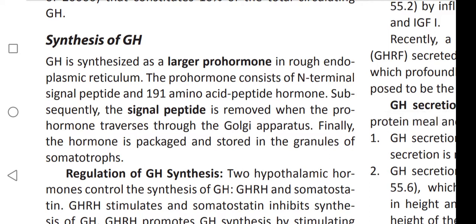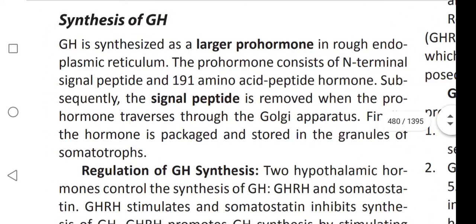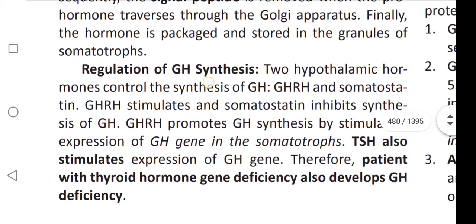Synthesis of growth hormone. Growth hormone is synthesized as a larger prohormone in the rough endoplasmic reticulum. The prohormone consists of an N-terminal signal peptide and the 191 amino acid peptide hormone. Subsequently, the signal peptide is removed when the prohormone traverses through the Golgi apparatus. Finally, the hormone is packaged and stored in the granules of somatotrophs.